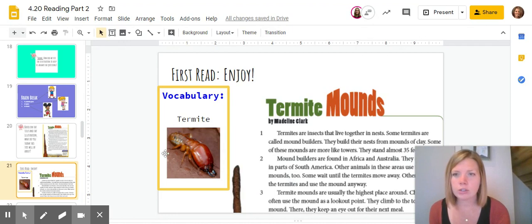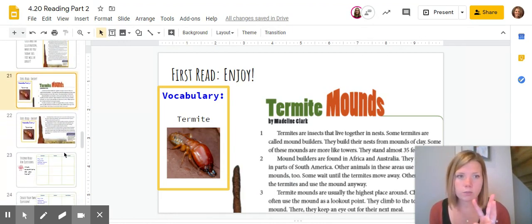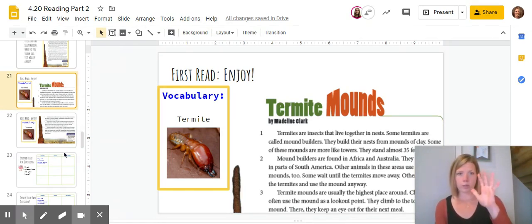Now that you know what a termite looks like, we're going to read this text 3 times, okay? The first read, we always just read to enjoy. The second read, you're going to have to come up with some questions that you have using those who, what, when, where, why, and how, okay? And then the third read, you're going to read and you're going to try to answer those questions that you came up with. Cool beans? All right, let's get started.